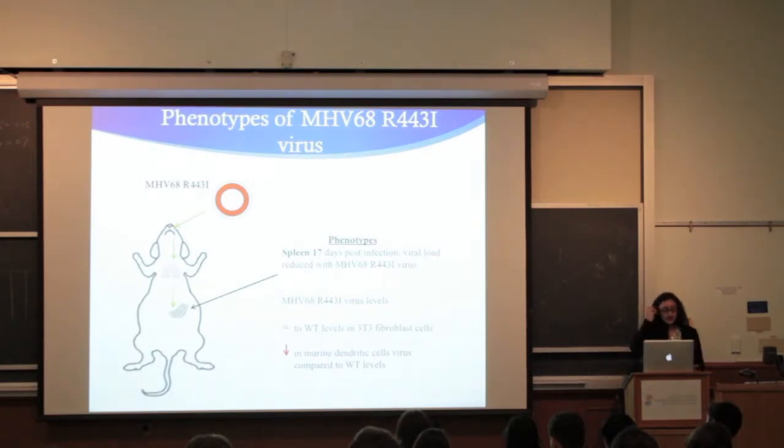On the other hand, in dendritic cells, which are part of our immune system, we did see a defect. There was a reduced amount of virus compared to the wild-type version of the virus. And this just goes to show that this host shutoff deficient virus has cell-type specific roles.